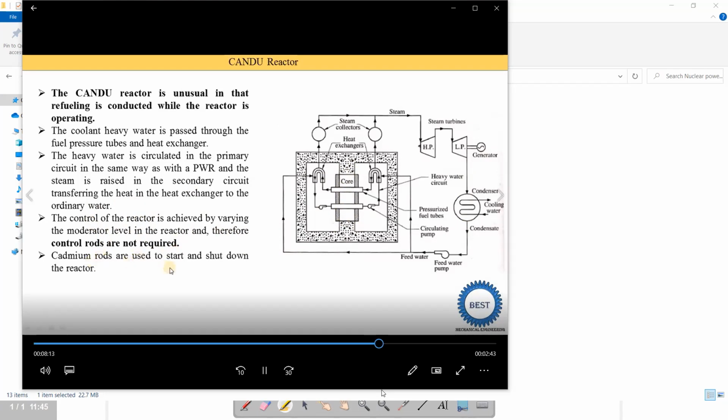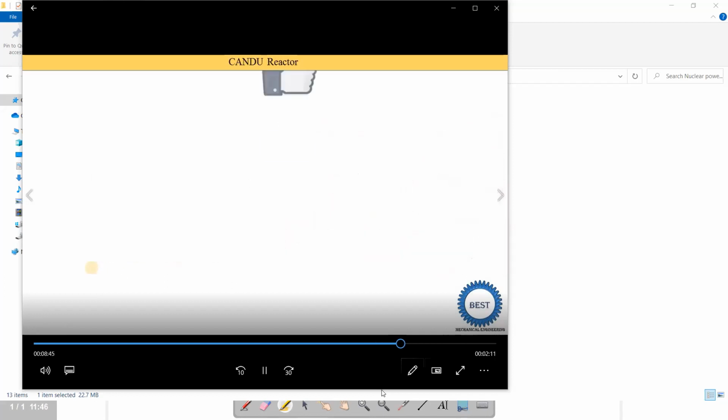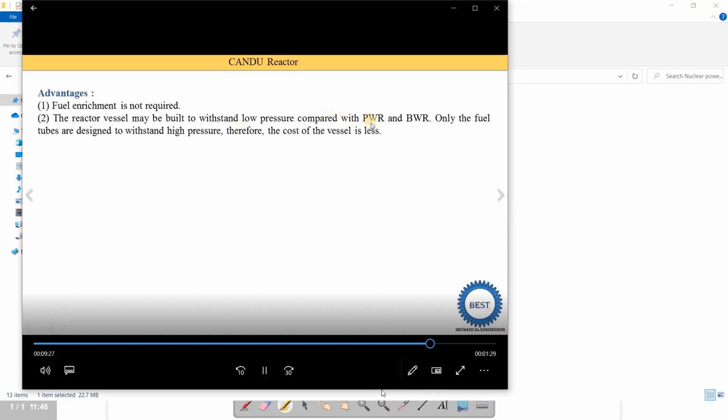Cadmium rods are used to start and shut down the reactor. In the earlier cases we studied, the control rods are used to start the fission reaction, control the fission reaction, and stop the fission reaction. But in these Candu reactors we do not use the control rods. By changing the level of the moderator we control the reaction, but how do we start and stop the chain reaction? For starting and stopping the chain reaction we need to use the cadmium rods in a Candu reactor.